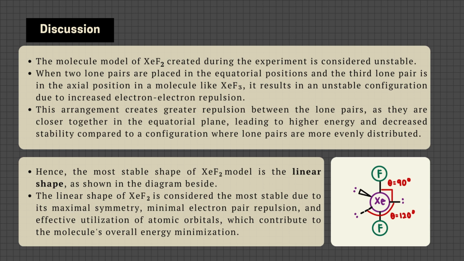This arrangement creates greater repulsion between the lone pairs as they are closer together in the equatorial plane, leading to higher energy, which decreases stability compared to a configuration where lone pairs are more evenly distributed. Hence, the most stable shape of the xenon difluoride model is the linear shape, as shown in the diagram beside. The linear shape of xenon difluoride is considered the most stable due to its maximal symmetry, minimal electron pair repulsion, and effective utilization of atomic orbitals, which contribute to the molecule's overall energy minimization.